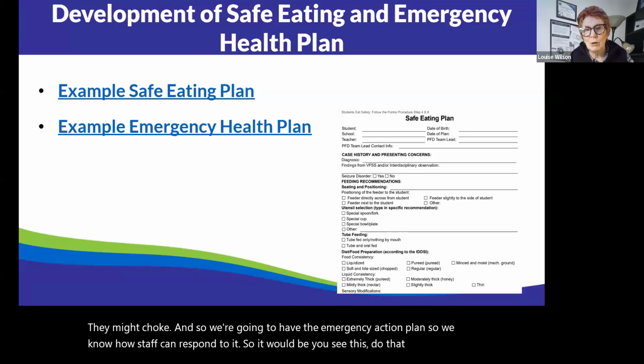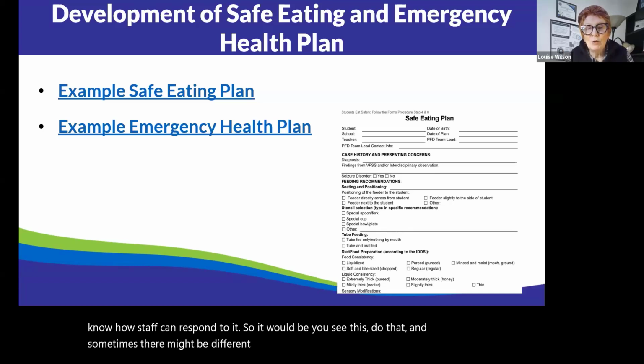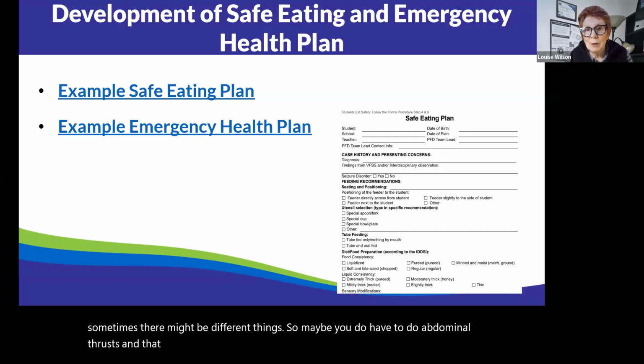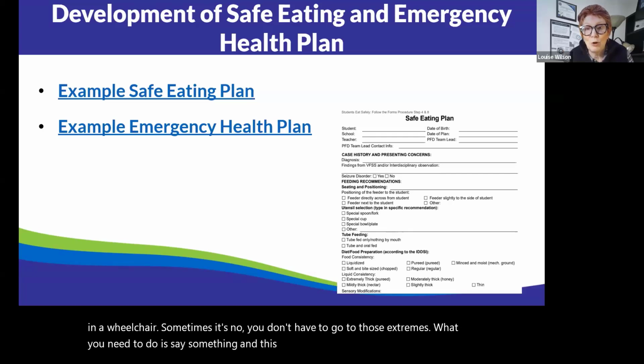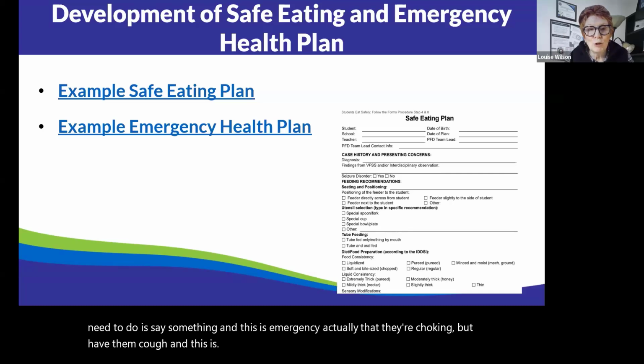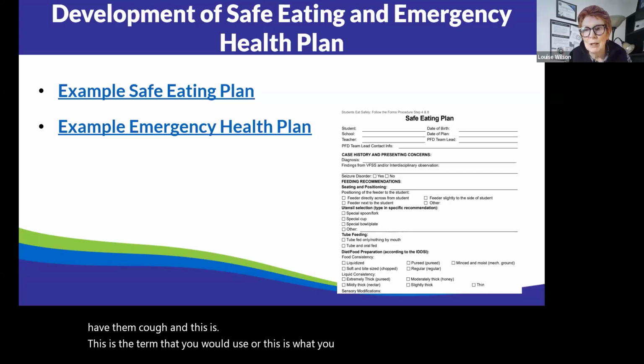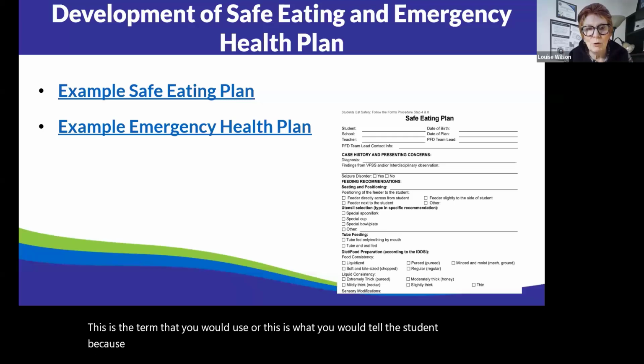And sometimes there might be different things. So maybe you do have to do abdominal thrusts. Sometimes you might have to modify that because the student is in a wheelchair. Sometimes, no, you don't have to go to those extremes. What you need to do is say something, and this is the emergency action plan. They're choking, but have them cough, and this is the term that you would use, or this is what you would tell the student, because some students might communicate that differently. So again, choking would probably be the one most often used.